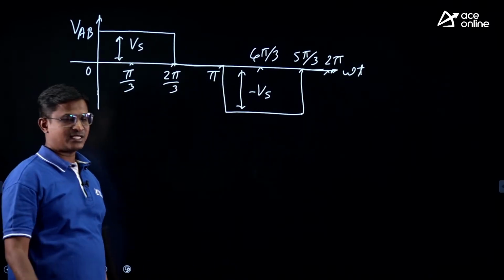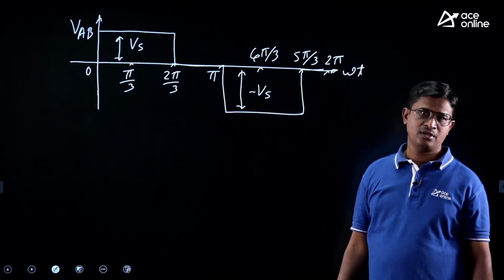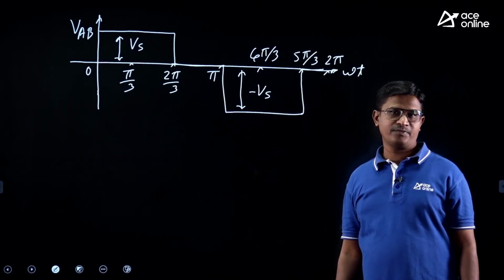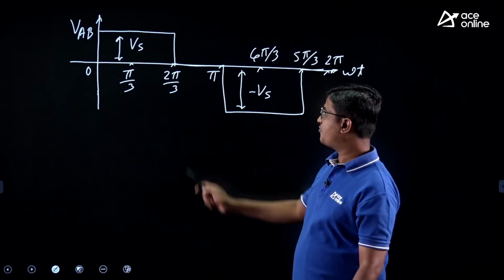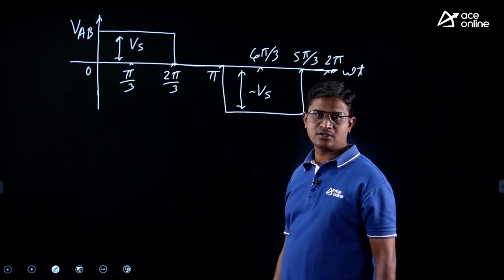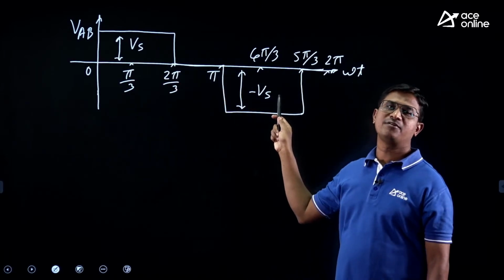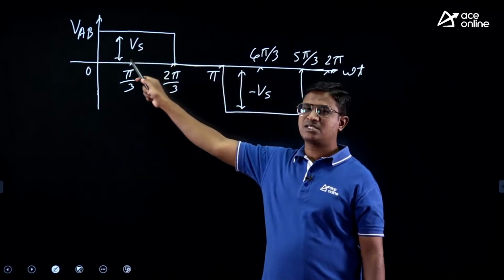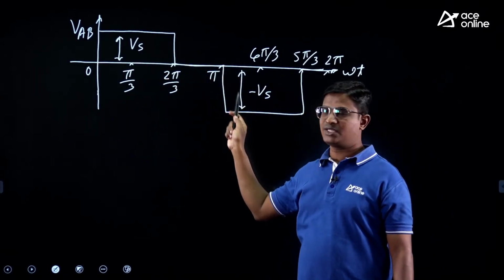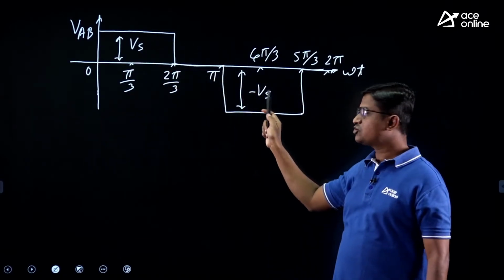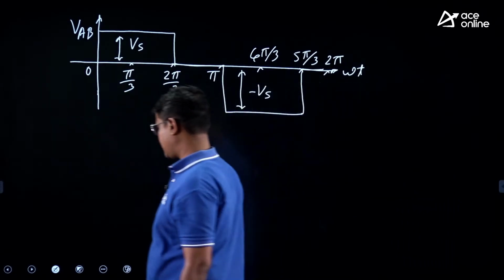In one of the examinations they asked the question: in a 3-phase inverter in 180 degree conduction mode, what is the peak to peak ripple in the inverter line voltage, right? So the line voltage waveform is like this, Vs and minus Vs. So peak to peak ripple is the positive peak minus the negative peak difference. The positive peak is Vs, the negative peak is minus Vs. So the difference is Vs minus of minus Vs, which is 2 Vs, okay.